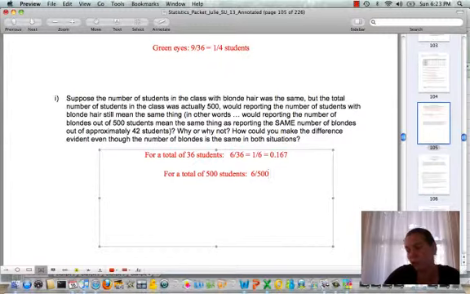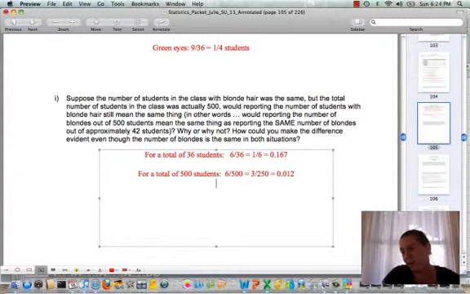6 out of 500, well, we could reduce that to 3 out of 250. And if we make that a decimal, that's 0.012. So the decimal, if your total is 500, is much smaller than if your total is 36. So remember, whether we're talking about the fraction or the decimal, we call this the proportion of students. So now the question is asking us to explain why or why not. So in our case, we're going to explain why these are different, right? The larger denominator from a larger sample makes the 6 blondes a smaller proportion in the larger sample.